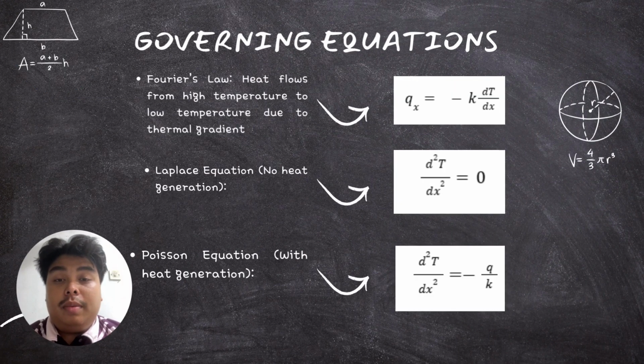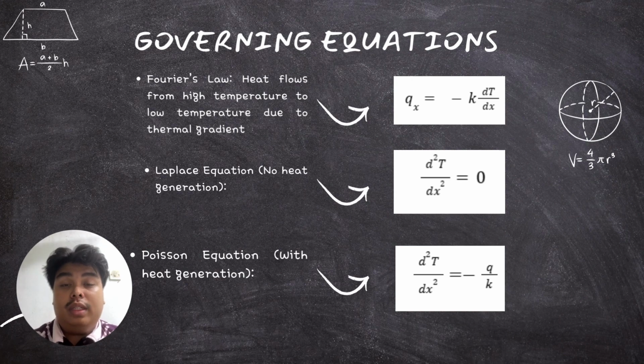For the next slide, I will present the governing equations, of which there are three. The first one is Fourier's law, where heat flows from a high temperature to a low temperature due to the thermal gradient. The formula is Qx equals negative k times dT over dx. The second governing equation is the Laplace equation, which applies when there is no heat generation. The formula we used is d squared T over dx squared equals 0.